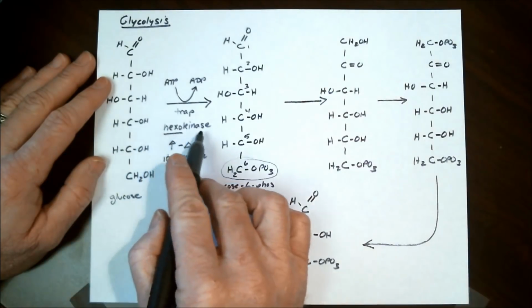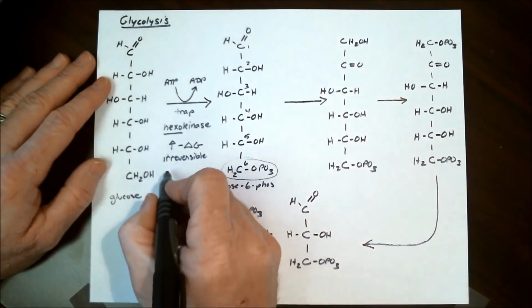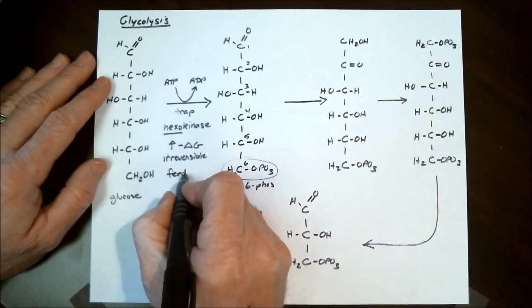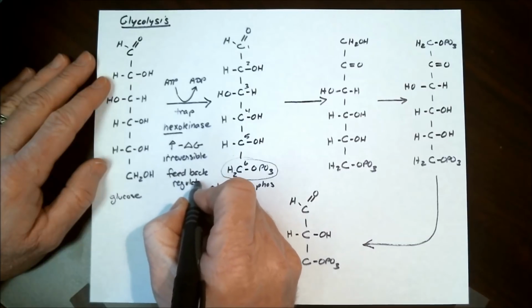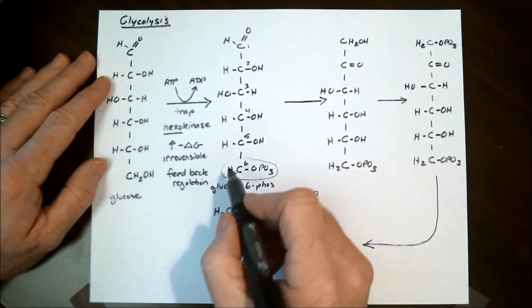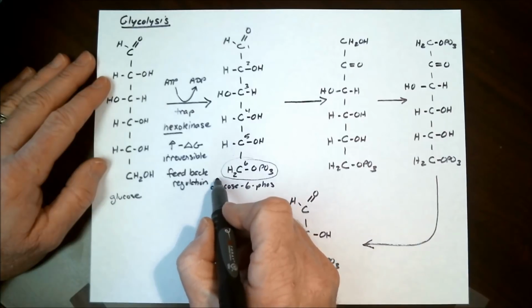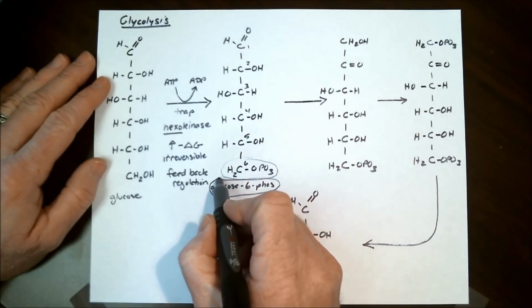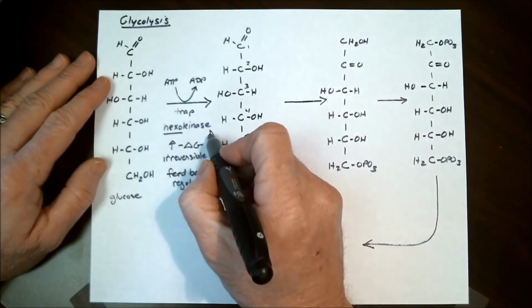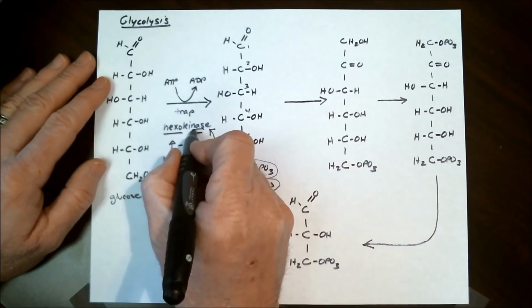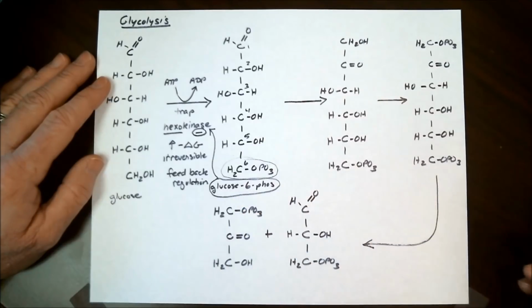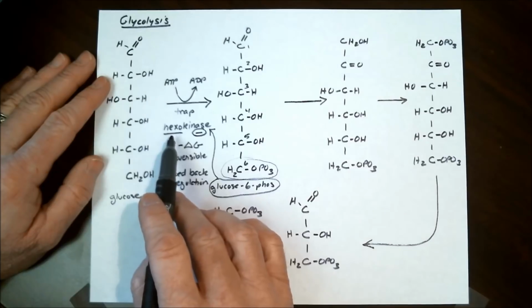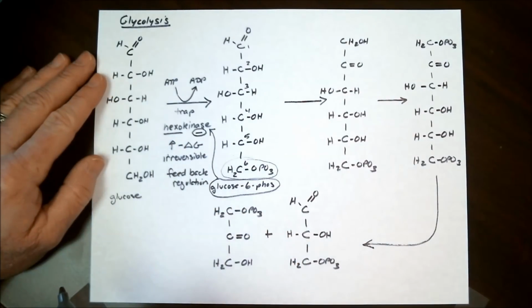Now, how is this enzyme regulated? Well, this is a feedback regulation at this step. And feedback regulation simply means that the product itself, glucose 6-phosphate, will inhibit the hexokinase enzyme. So as glucose 6-phosphate levels increase in concentration in the cell, they will get to a point where they will begin to slow the activity of hexokinase.